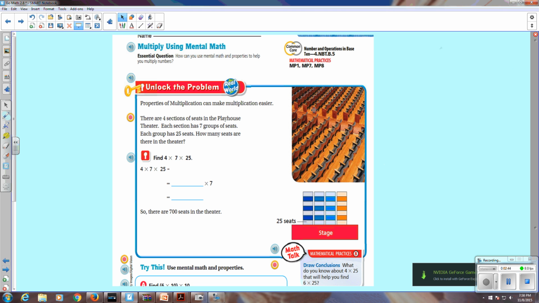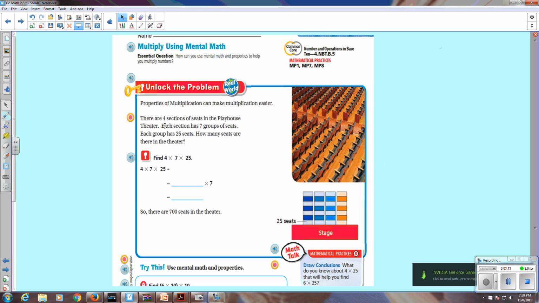So looking at our math workbook page, we see our essential question is how can you use mental math and properties to help you multiply numbers? And it's letting us know that properties of multiplication can make multiplication easier. That's the purpose of them. They're supposed to help us. So here we see the problem. There are 4 sections of seats in the Playhouse Theater. Each section has 7 groups of seats, and each group has 25 seats. How many seats are there in the theater?